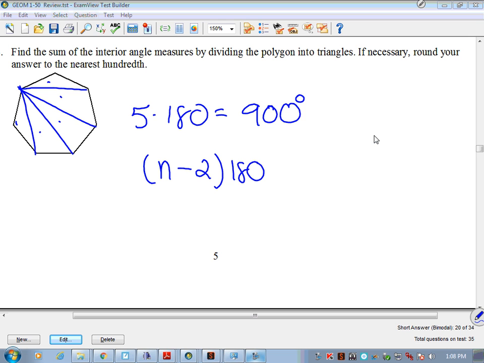What if it was a regular polygon? Could I find out what each interior angle was individually? Yeah, by dividing by the number of sides or number of angles as well. Oh yeah, regular polygon, right? If it was a regular polygon, then I could have divided by the number of angles that I had to find out what each individual angle would be.